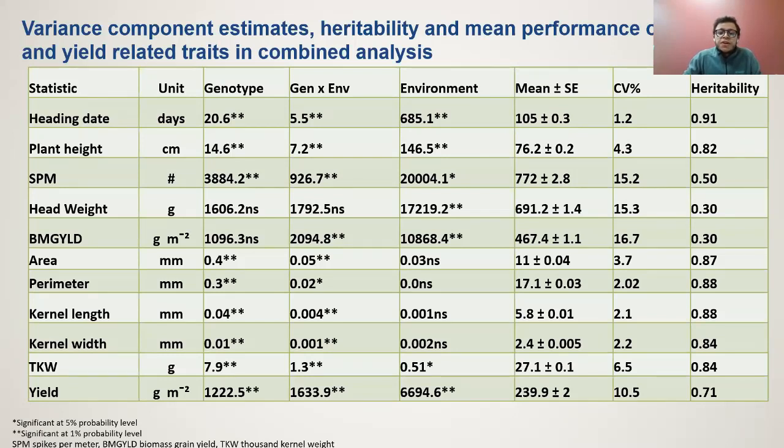If we look at the heritability column, the last one, we can see most of the traits show high heritability, but head weight and biomass grain yield have a low heritability, and spike per square meter has moderate heritability.